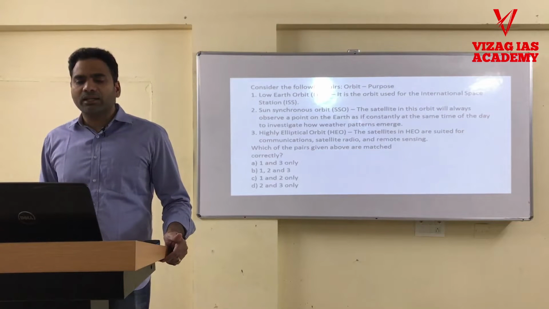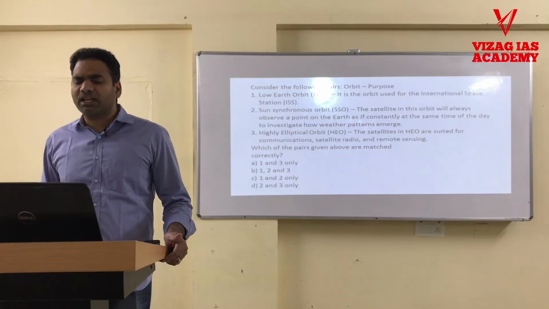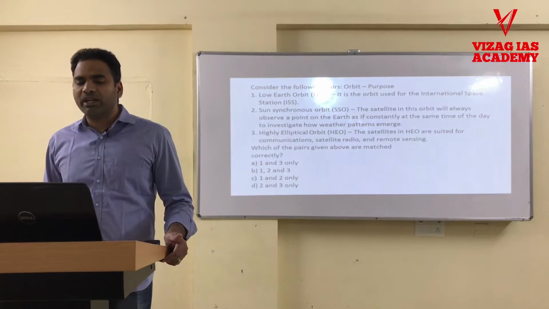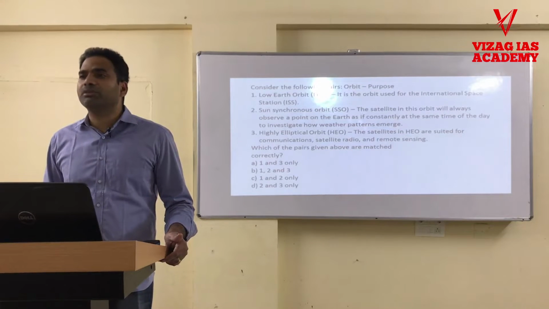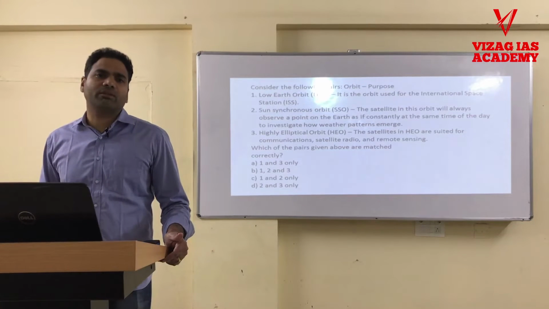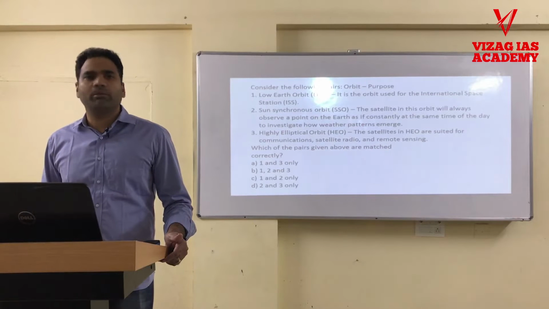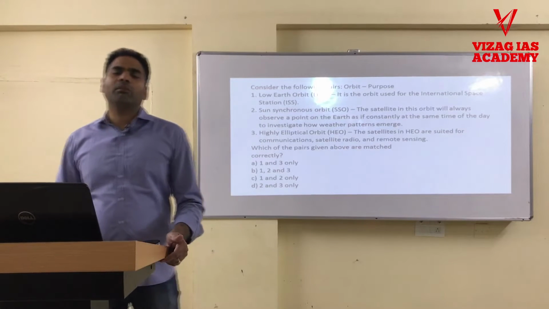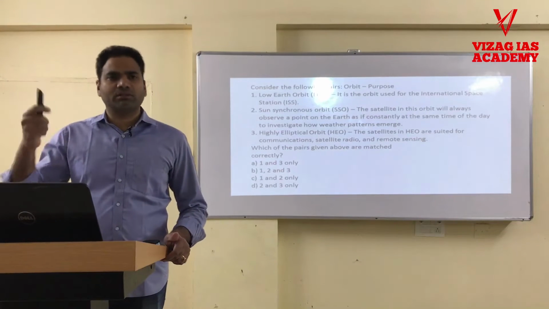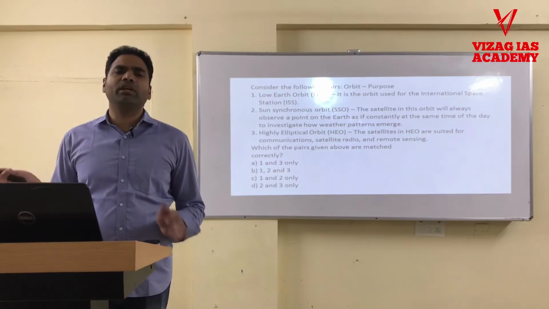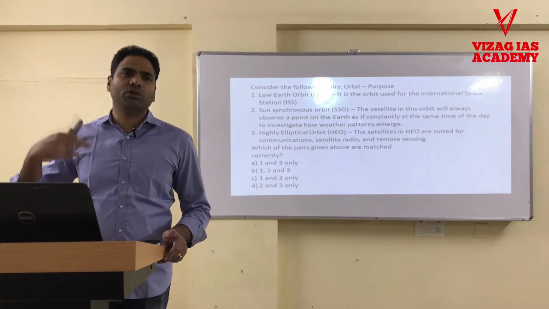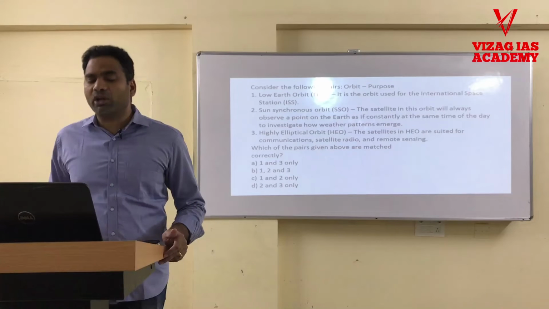Okay. Then sun synchronous orbit. The satellite in this orbit will always observe a point on the Earth as if constantly at the same time of the day to investigate how weather patterns emerge. Sun synchronous is a variant of polar orbit. Okay. Polar orbit is when a satellite circulates along the poles up to 30 degrees. It can be a tilt up to 30 degrees, but if it is rotating between two poles, it is called polar orbit.